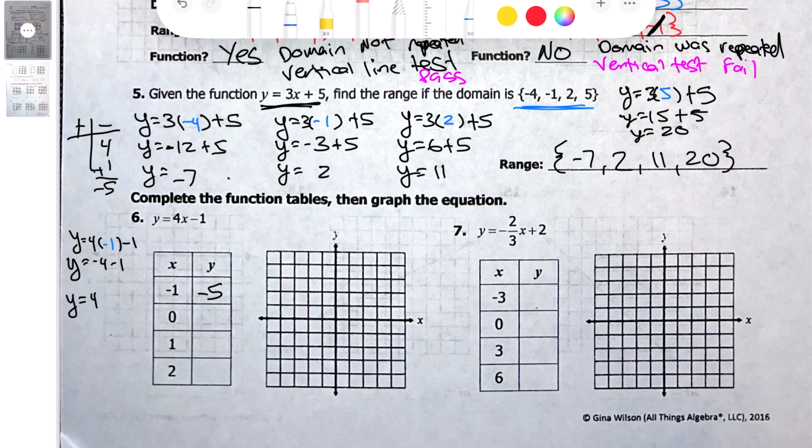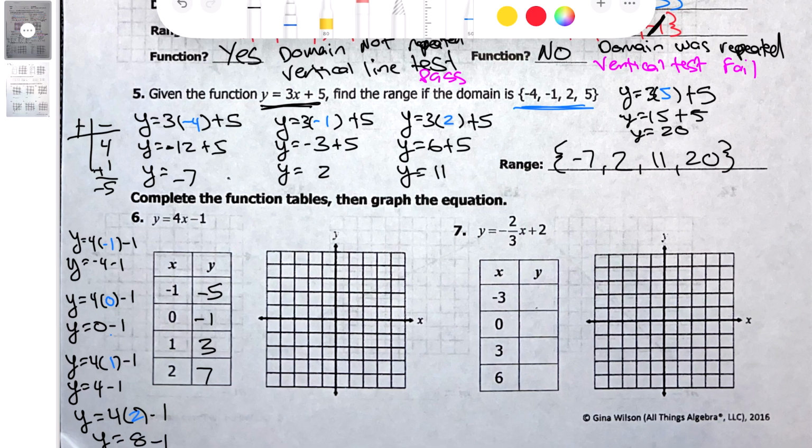All right, next one, y equals 4 times 0 minus 1. 0 in there. So anything times 0 is 0. So 0 minus 1 is just -1. So next one, we have y equals 4 times 1 minus 1. Just so you can see what I'm plugging in there. So 4 times 1 is 4, minus 1. So 4 minus 1 is 3. And y equals 4 times 2 minus 1. So y equals 8 minus 1, which is 7.